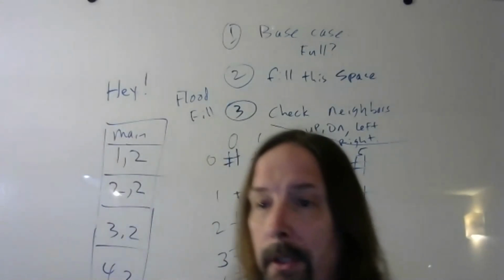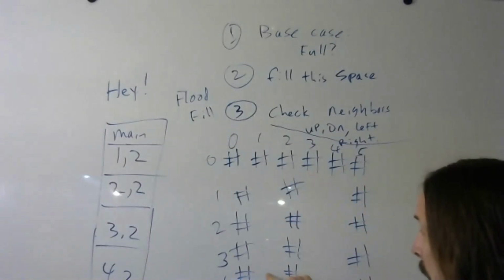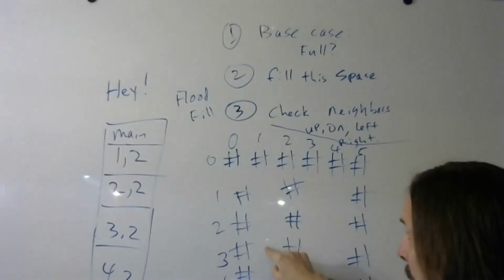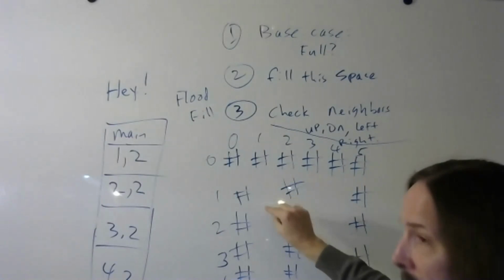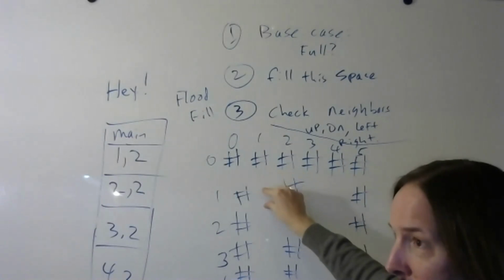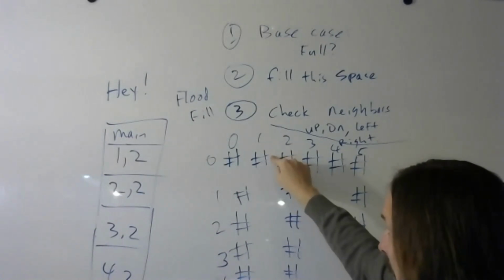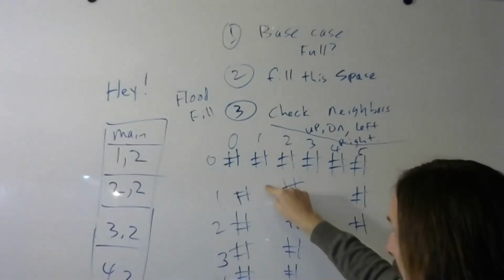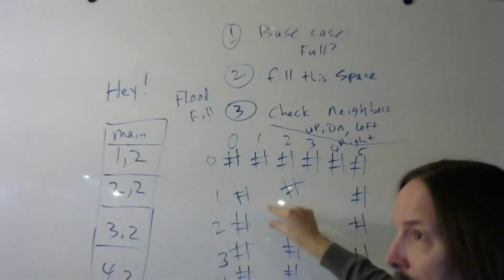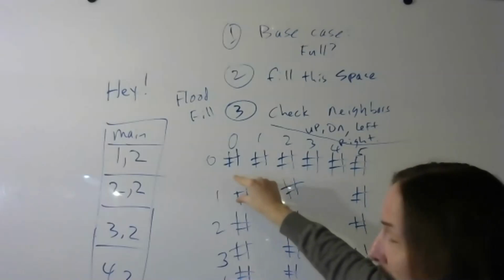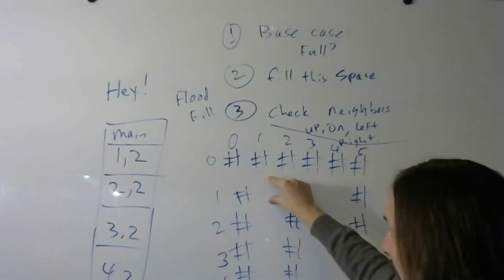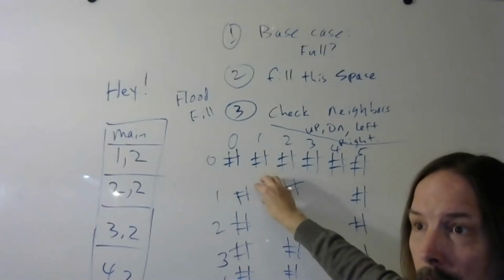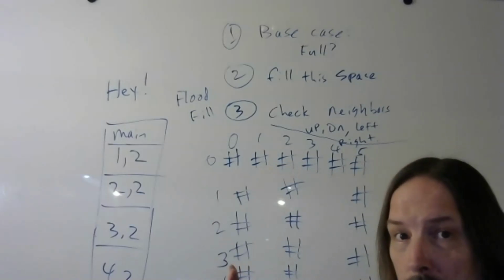And so what will happen is 4, 1 will fill itself and check up. And then 3, 1 will fill itself and check up. And 2, 1 will fill itself and check up. And 1, 1 will fill itself and check up. This will base case. Then 1, 1 will check down. That will base case. Then 1, 1 will check left. That will base case. Then 1, 1 will check right. That will base case. And then 1, 1 will finish and pop itself off the stack because it finished.